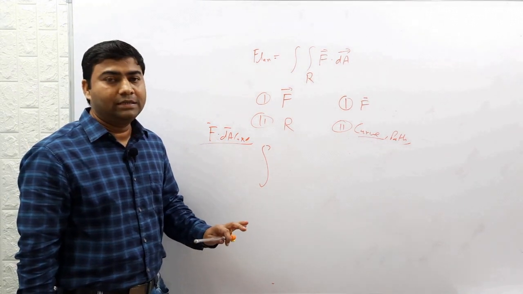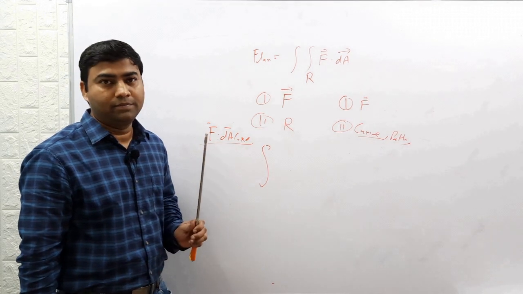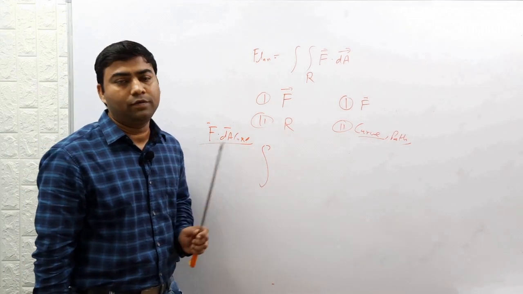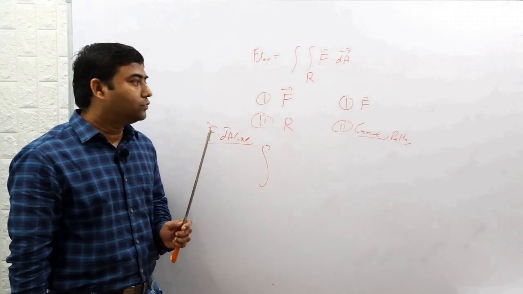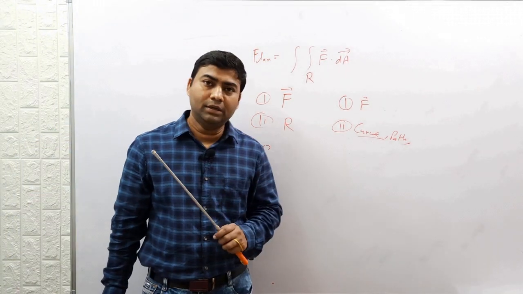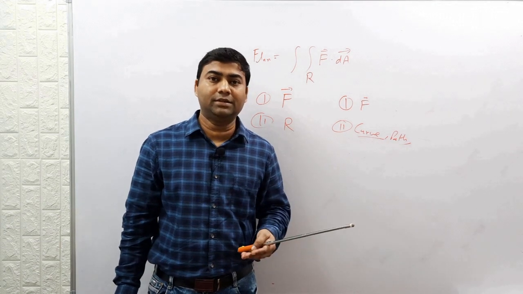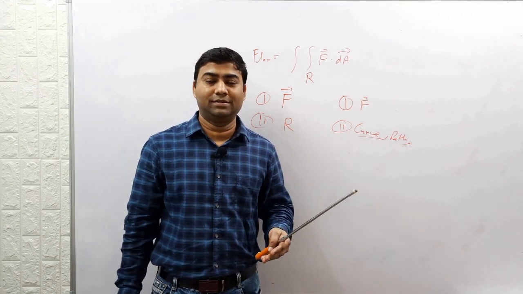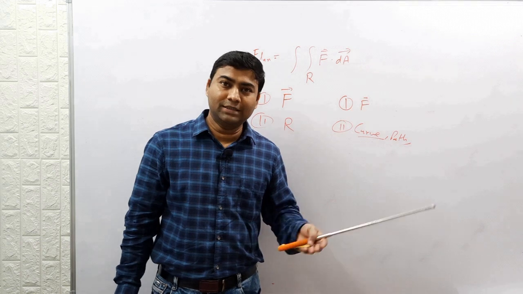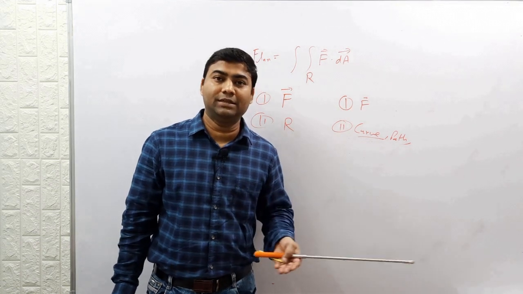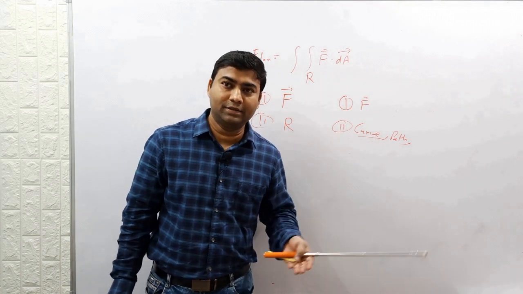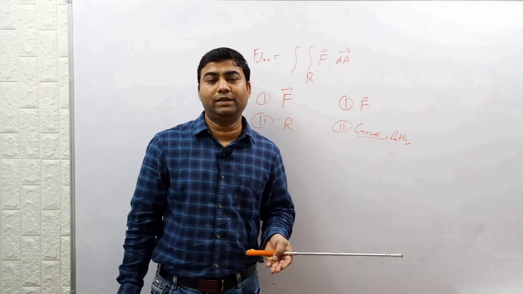Both types of integration can find flux, but in standard form it is written in terms of double integration. So we will take an example and find the flux with the help of single integration and double integration. Both are flux, both are surface integrals. One is found by single integration and the second by double integration.